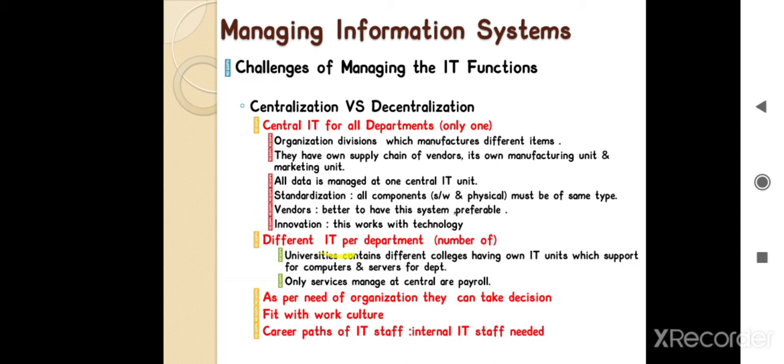Now, different IT per department means decentralization. So a number of MIS or IT infrastructures can be made available to each department. Let us take a university as an example. It contains different colleges which have their own IT units which support the computers and servers for that department. The only service managed centrally is payroll, meaning payroll related activities can be managed at the central level, but the tasks carried out day to day are carried out at their own units along with their own IT units.